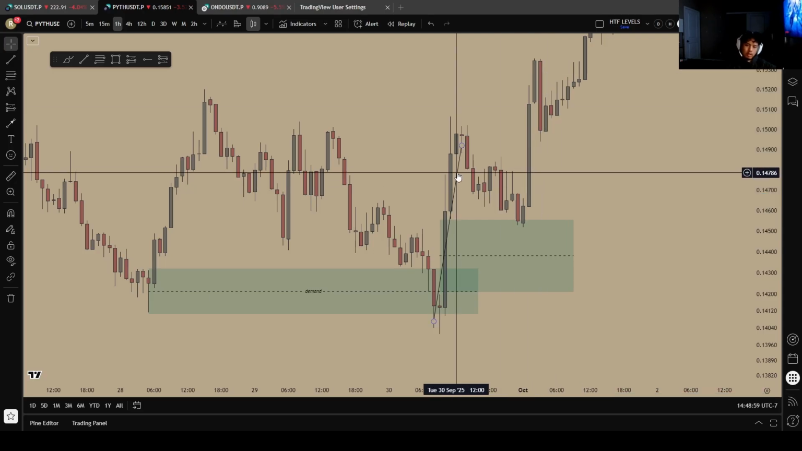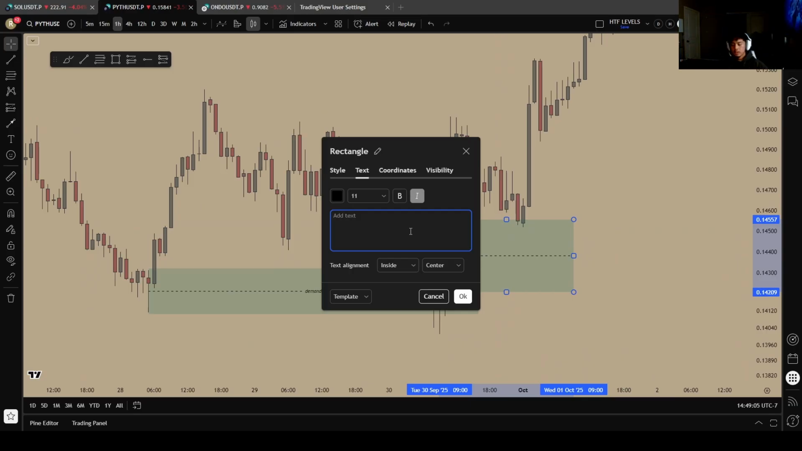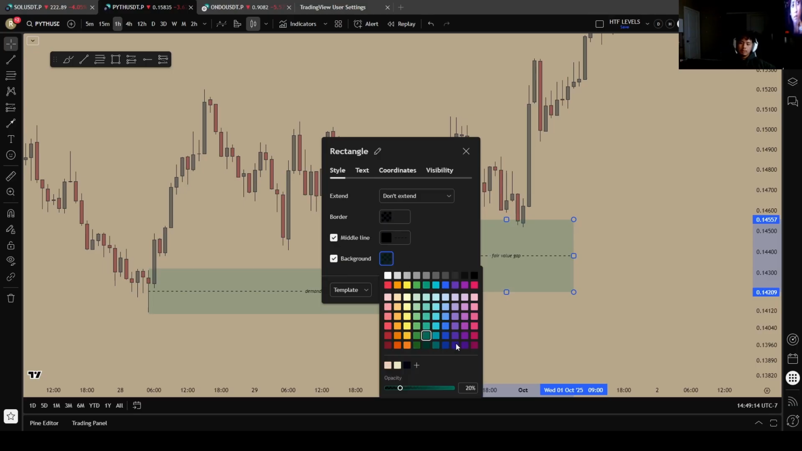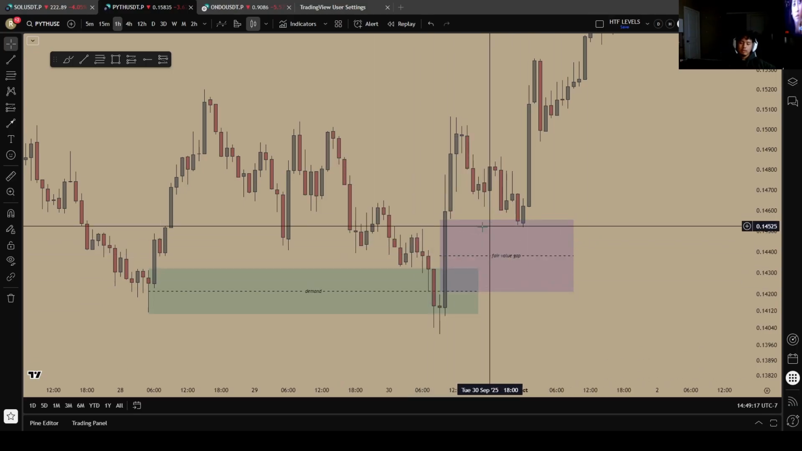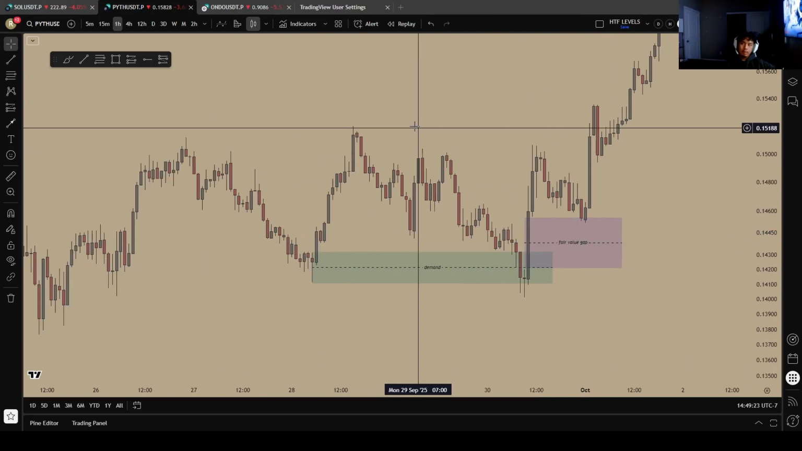So you do need to know what fair value gaps and order blocks are, or in other words, demand, right? So this is a fair value gap. Now, a lot of people don't know how to use fair value gaps properly. I'm also going to cover that because I think it's important. So fair value gap, demand. By the way, this is a very big fair value gap, but I'm going to go back to this later.